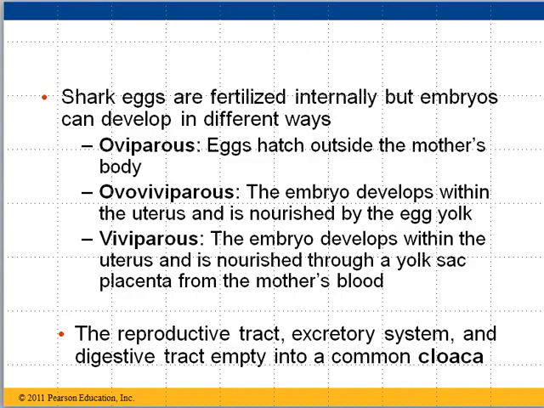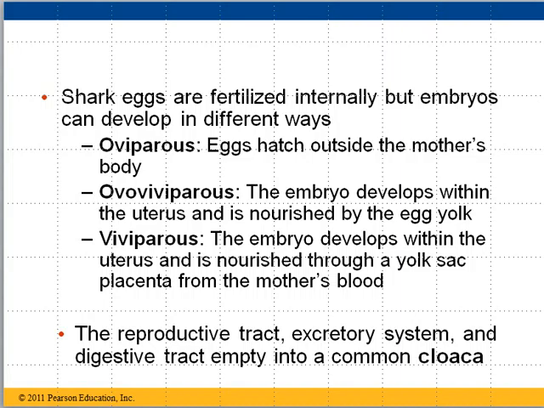Sharks have a couple different ways of reproducing. Shark eggs are fertilized internally, so they do have sexual reproduction, and the eggs are fertilized inside the mother shark, but then the embryos can develop in a couple of different ways. There's what's called oviparous. Oviparous means the eggs hatch outside the mother's body. So after the eggs are fertilized, she then lays them, and those eggs hatch outside of the body. There's ovoviviparous. Ovoviviparous means the embryo develops within the uterus and is nourished by the egg yolk. And so the baby develops inside the mother, but in an enclosed egg that's not connected to the mother.